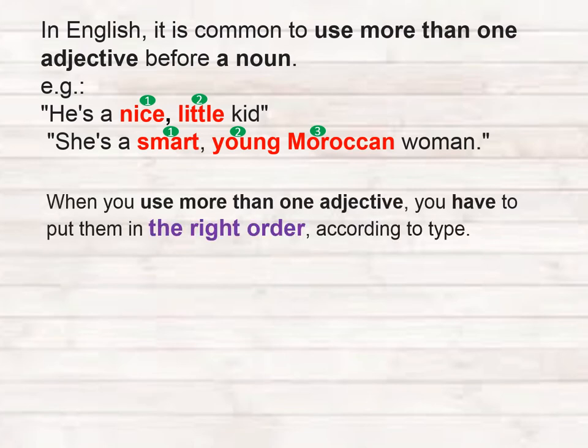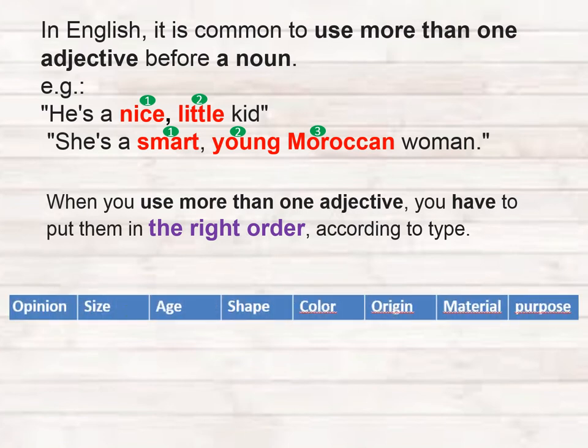But when you use more than one adjective, you have to be careful. You have to put them in the right order according to a type. Adjectives have order in English, and we don't use them arbitrarily, based on random choice or personal whim, rather than any reason or system. And this is the order that we have to use. We start with the number first, then opinion, size, age, shape, color, origin, material, and then purpose.